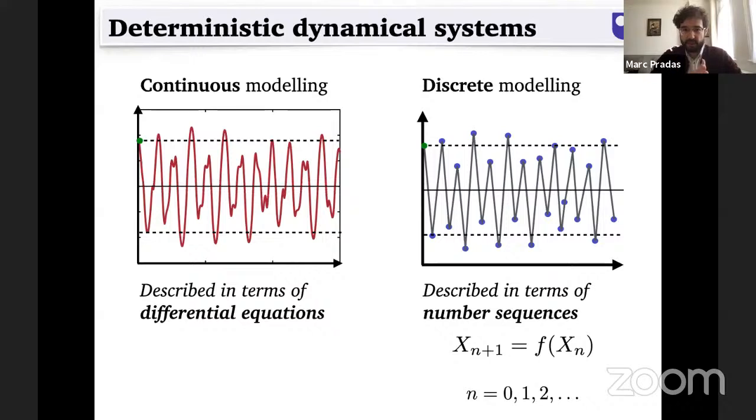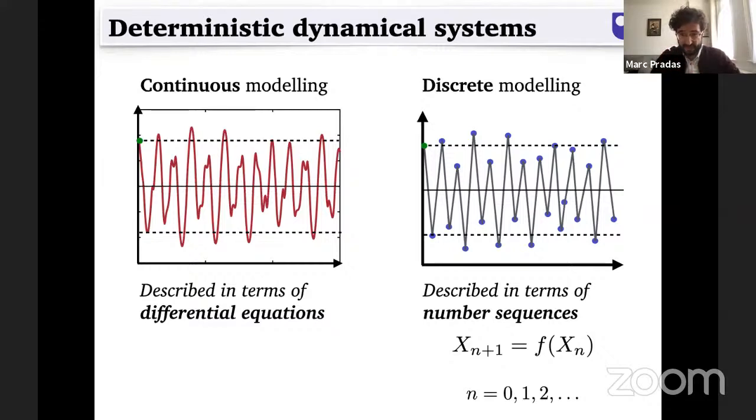The continuous modeling is the one where you follow things continuously in time. But this is described in terms of differential equations, which goes beyond the scope of this session. So this type of modeling we will not consider here today. Instead, we'll be looking at discretization modeling, where we basically take measurements at some points in time.